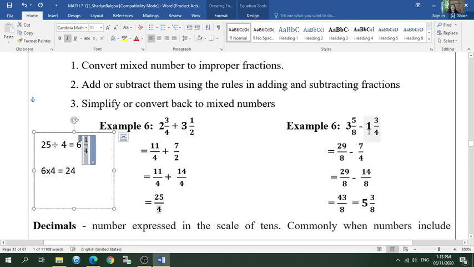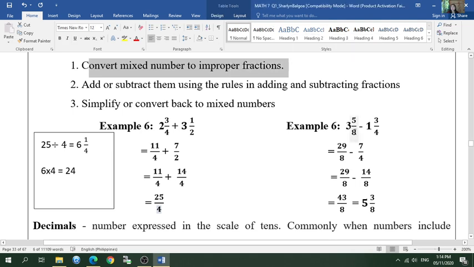Okay? Another one. 3 and 5 over 8 minus 1 and 3/4. Okay? So, mixed number. Sabi niya, convert mixed number to improper. 8 times 3 is 24 plus 5 is 29 over 8. Dito naman is 4 times 1 is 4 plus 3 is 7 over 4. Ano yung kanyang least common multiple? 4, 8. Kaya 8 yung kanyang multiple.